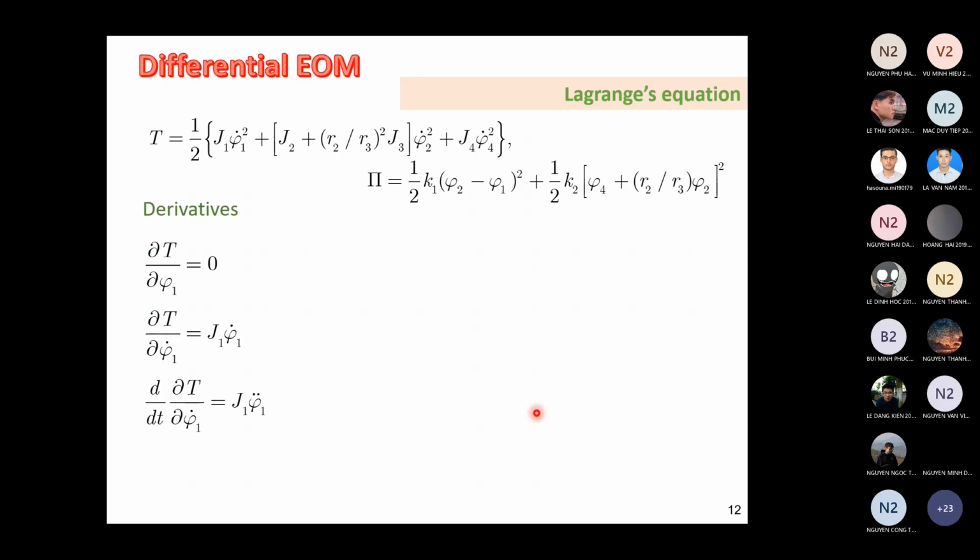First derivative is like this. So how about the second derivatives? Now, we have the derivative: what is the kinetic energy derivative with phi 2? Which student can take the derivative for me? I'm calling someone.